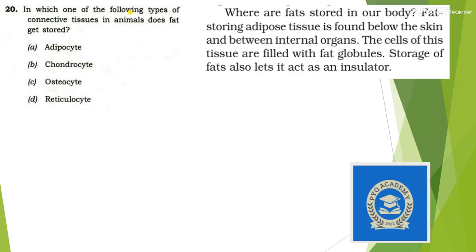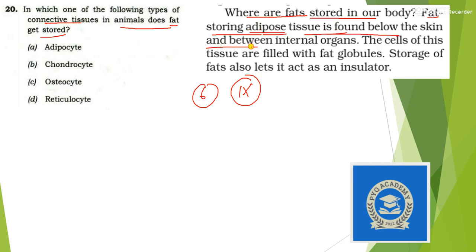In which one of the following types of connective tissue in animals does fat get stored? You can see here it is given in chapter 6, Tissues, of class 9. Where are fats stored in our body? Fat-storing adipose tissue is found below the skin and between internal organs. So here is adipocyte. So our answer is option A, adipocyte. Okay, let's move to next question.